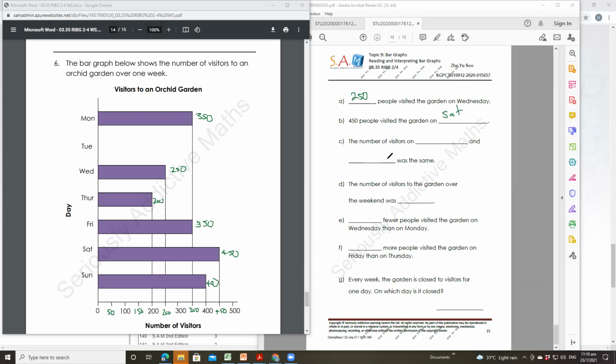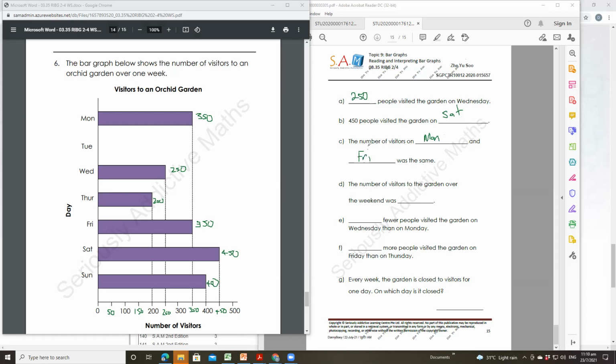The number of visitors on 2 different days were the same. So which 2 days were the same? Right, 350, 350. So it is Monday and Friday.